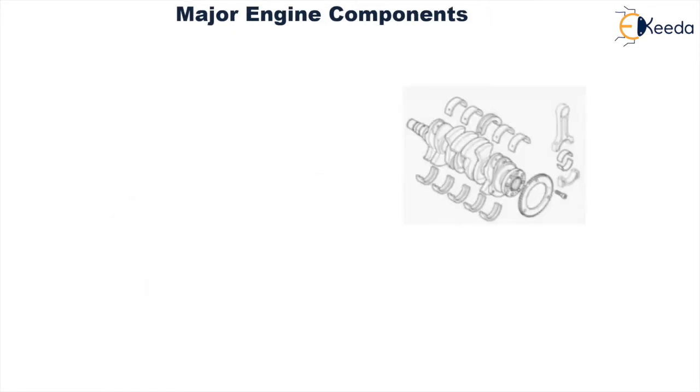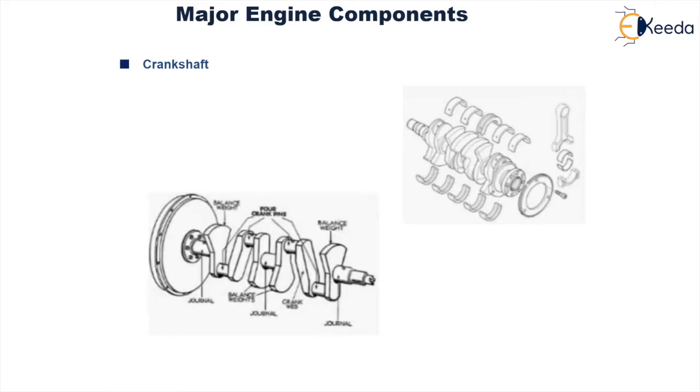Then you have the crankshaft. Again, we can see a diagrammatic representation of the crankshaft over here, along with the connecting rod as well. So this is a crankshaft. Different components that you can see are this journal, and this is the weight balancer or balance weight. These are the four crank pins, and you can see why this is a four-cylinder engine. So one, two, three, and four.